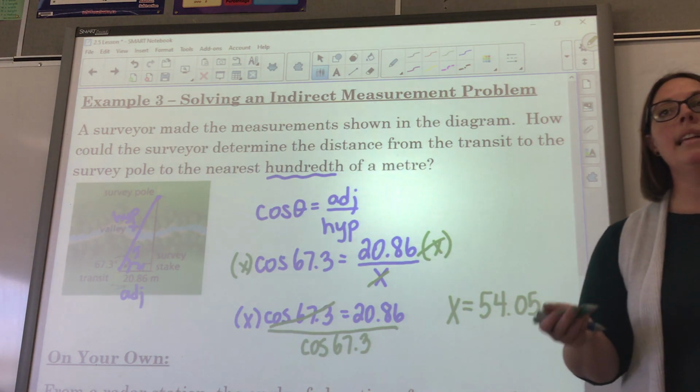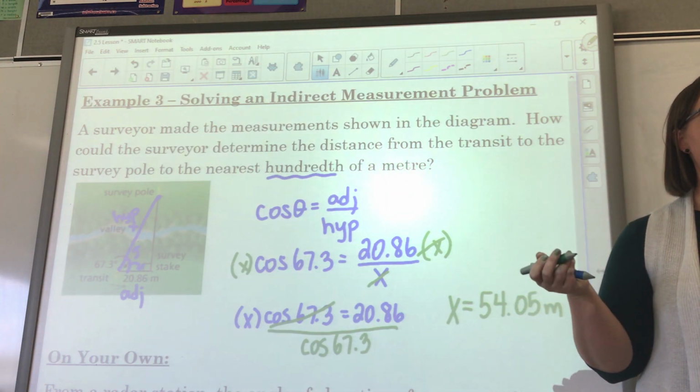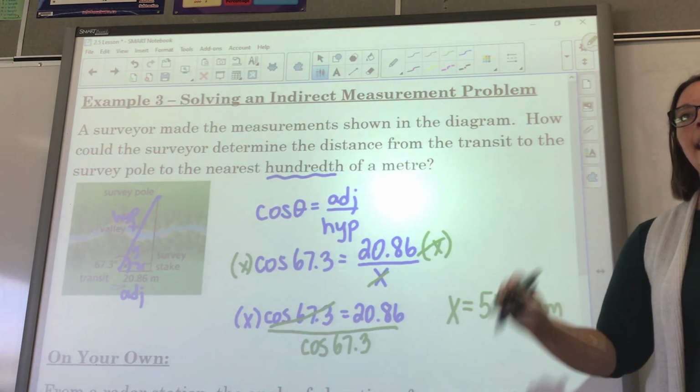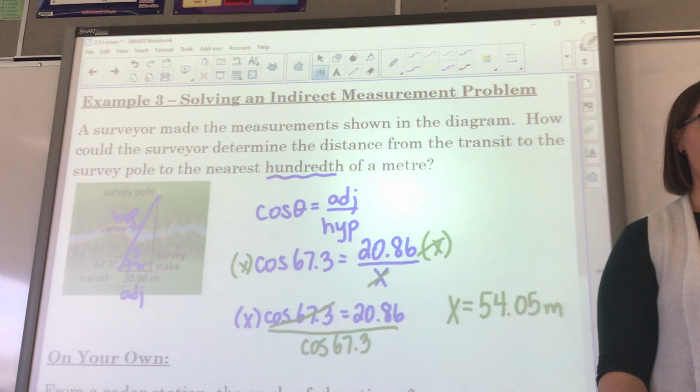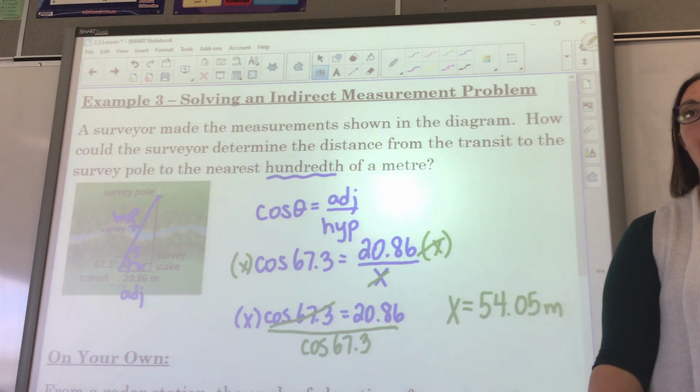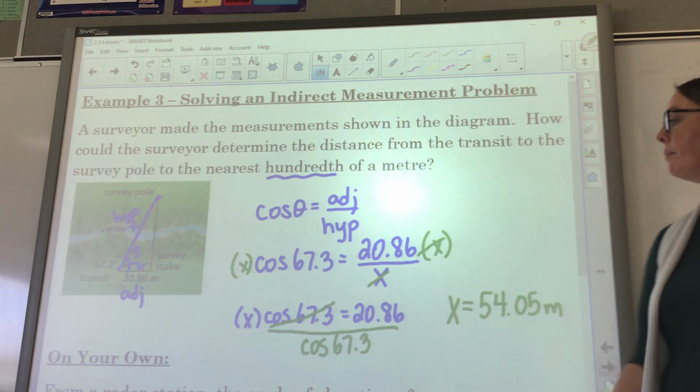Okay, so you can see why a surveyor would use this method, right? That's 168 feet. They're not going to walk out or pace out 168 feet. They have to rely on some trigonometry to do that.